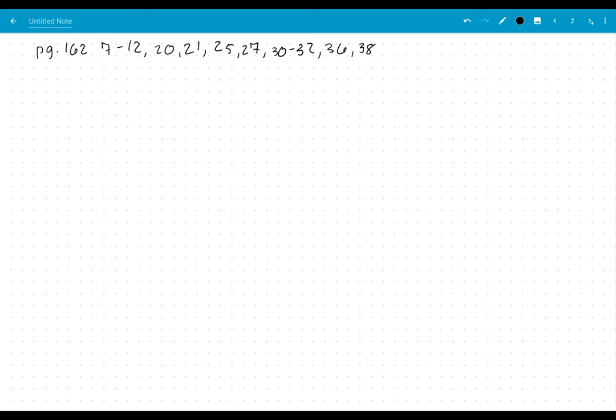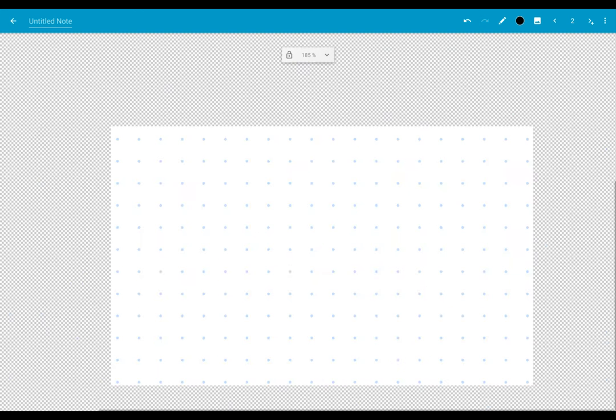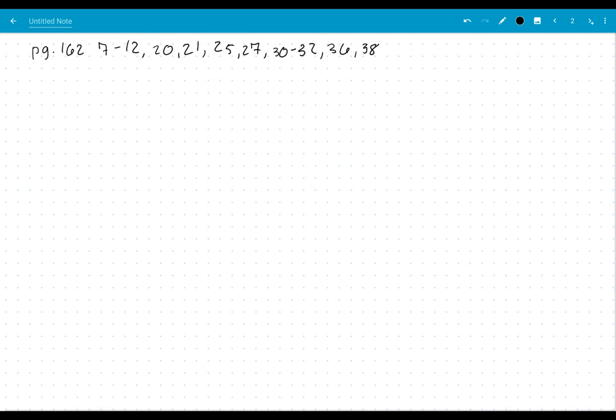So to get started and jump right in, we are on page 162, and let's start with number 7. The instructions for 7 and 8 are list all possible rational solutions for each equation according to the rational roots theorem, then find all of the rational roots. Okay, so start with number 7.